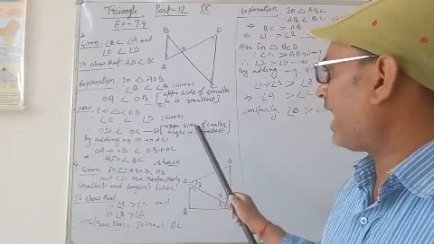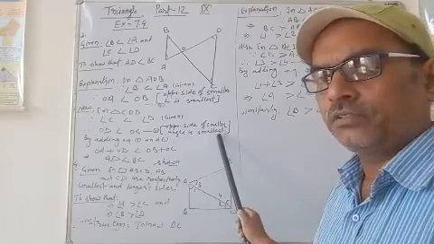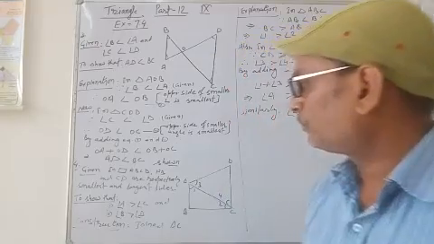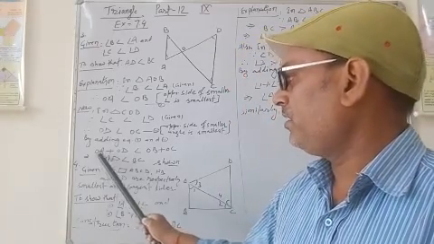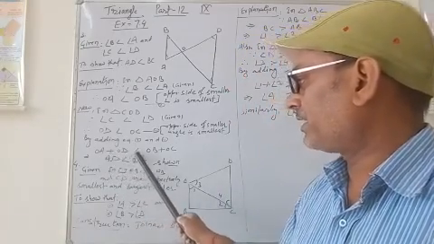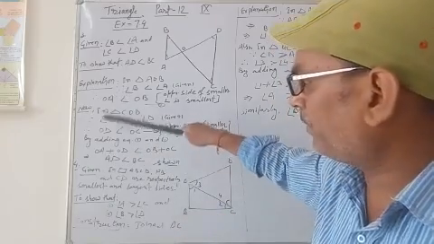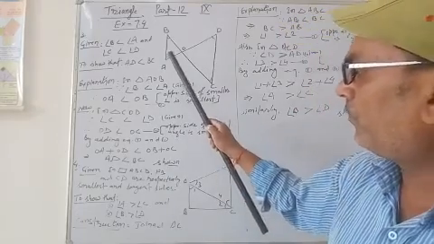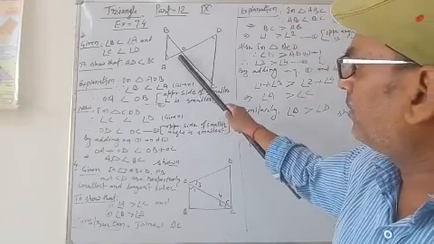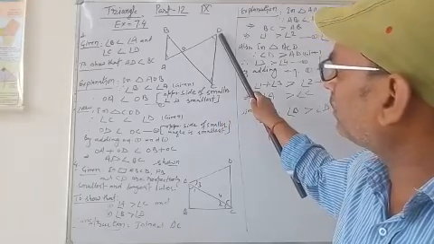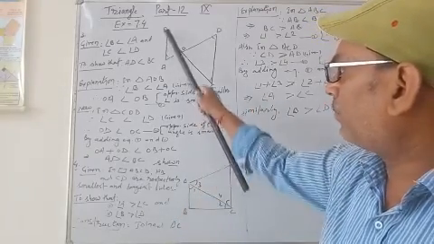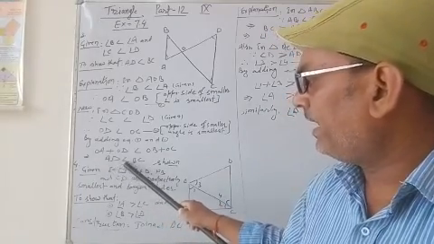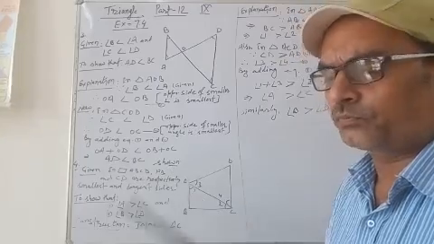Equation 2: the side opposite the smaller angle is the smallest. By adding 1 and 2, we get OA plus OD is less than OB plus OC. When we add OA plus OD, we get AD, and OB plus OC gives BC. Thus, AD is less than BC, as shown.